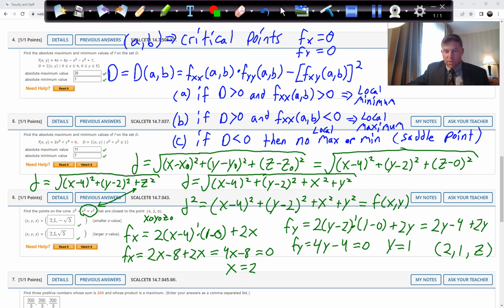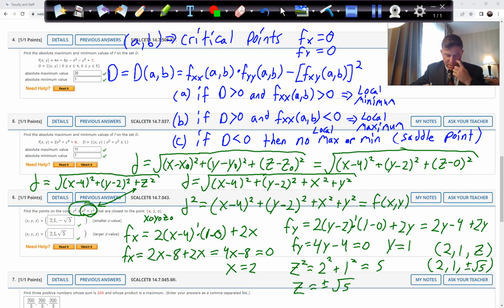So to get z, we're going to plug 2, 1 back into this equation. Z squared was x squared plus y squared. So we're going to say z squared is equal to x squared, which is 2 squared, plus y squared, which is 1 squared. Therefore, z squared equals 4 plus 1, 5. Therefore, z is equal to plus or minus the square root of 5. So our final answer is 2 comma 1 comma plus or minus root 5.